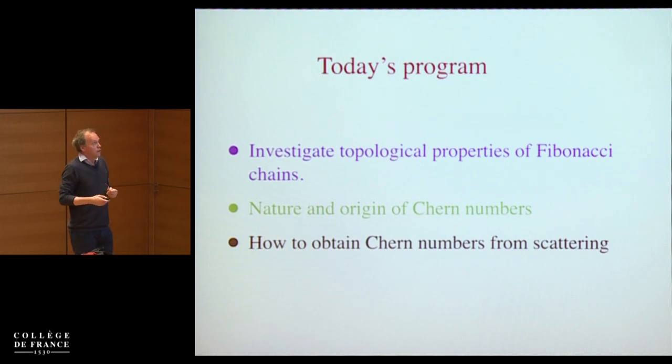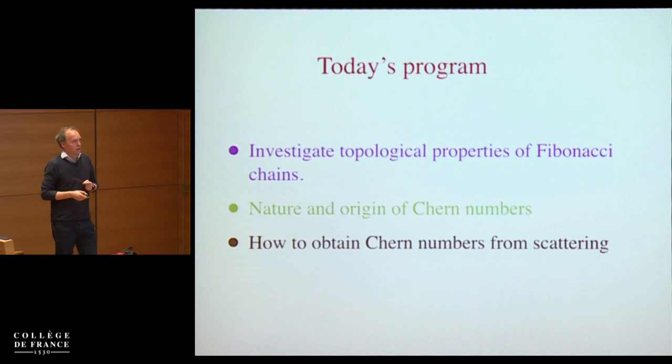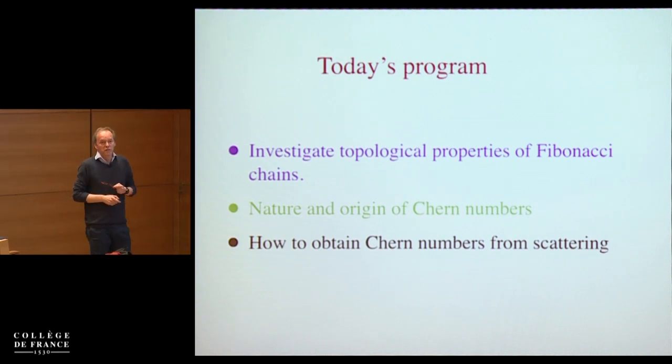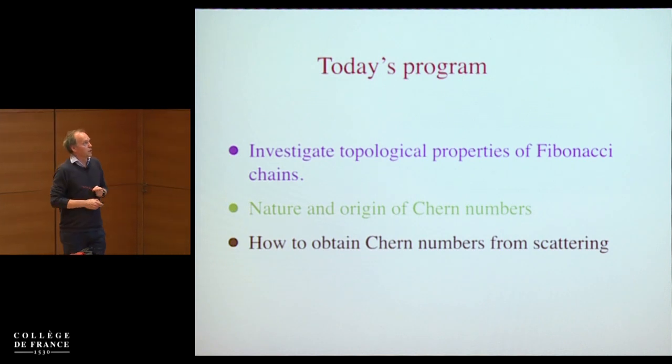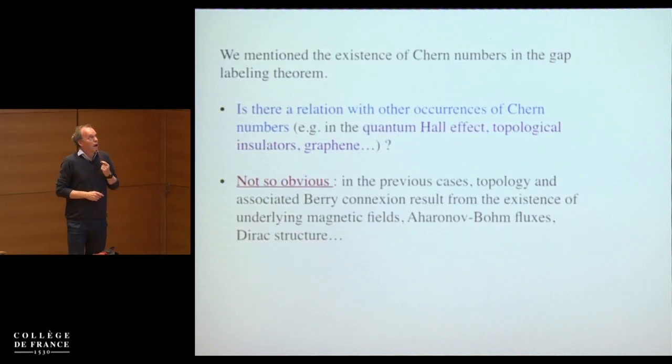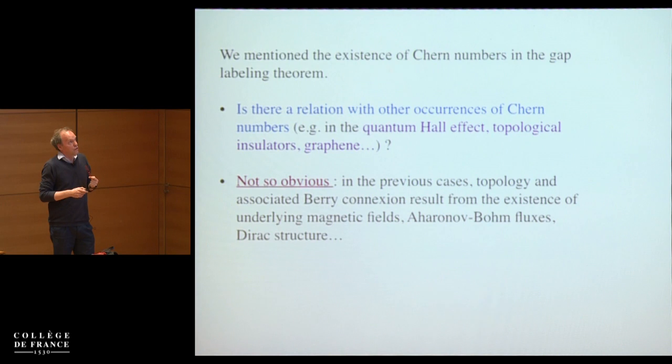chain, to discuss the nature and the origin of those Chern numbers that we just saw, and to see how it's possible to obtain them from scattering theory. Okay, so that's what we'd like to do. And more precisely, so we mentioned that there are Chern numbers to describe the gaps. So this is an outcome of this gap labeling theorem.